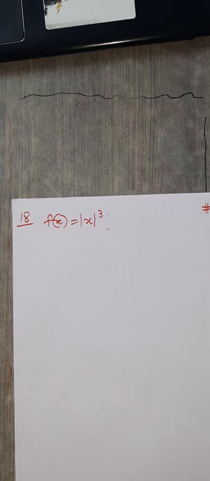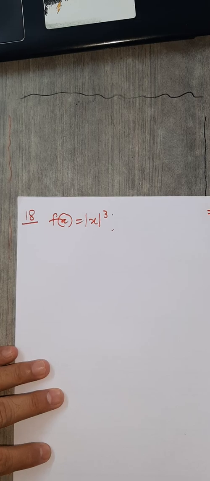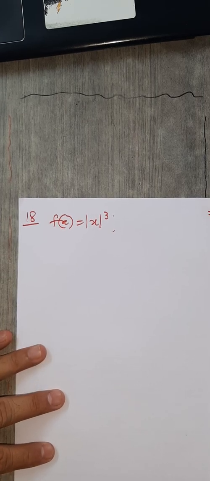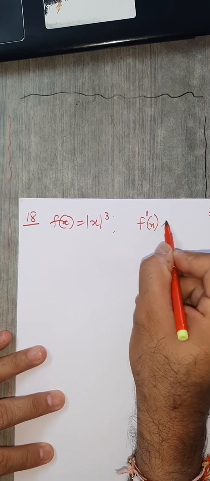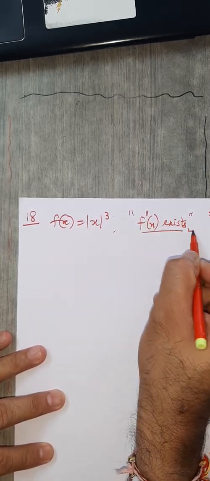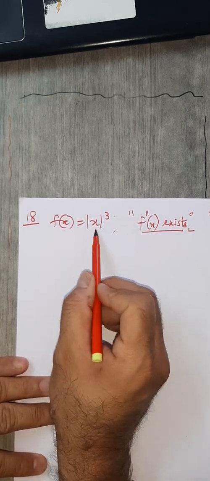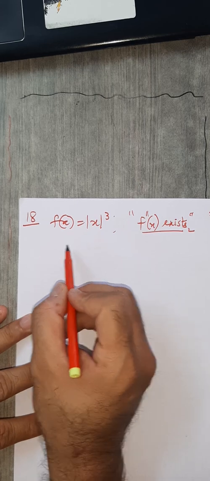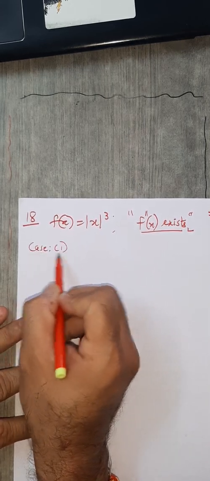Question number 18, you want to show that here this function f(x) equals modulus x the whole cube, you are given, then f double dash exists. That means you can find the double derivative for every x. Now you know that whenever you work with modulus, you usually have these three cases: positive, negative and 0.